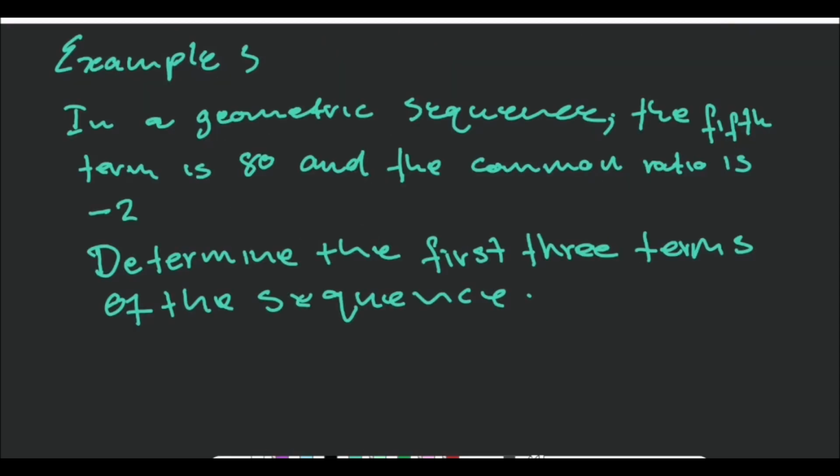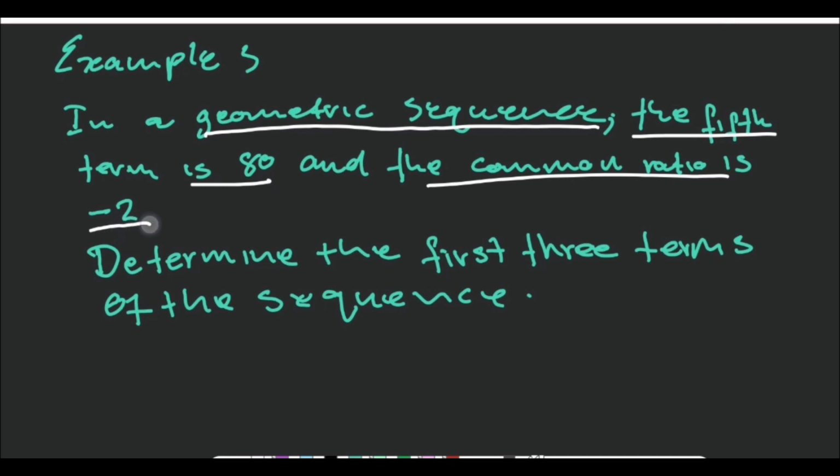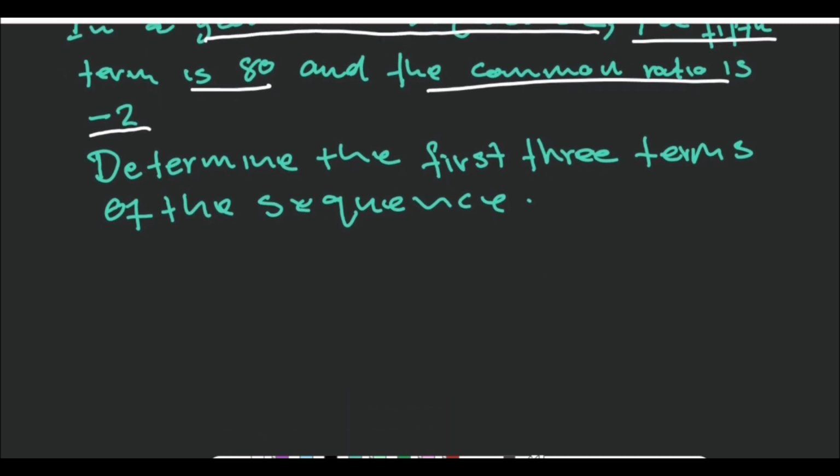All right, so in this example now, we are given some information about the geometric sequence, right? We are given that the geometric sequence has a fifth term, which is equal to 80, right? And this geometric sequence has a common ratio of -2, right? And we are asked to determine the first 3 terms of the sequence. All right, let's do that right away.